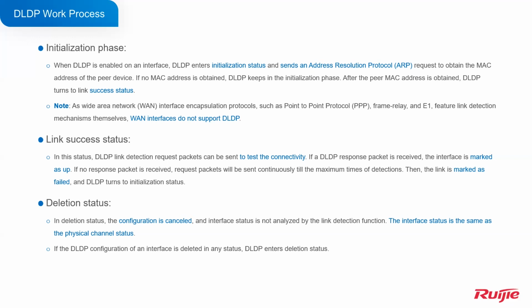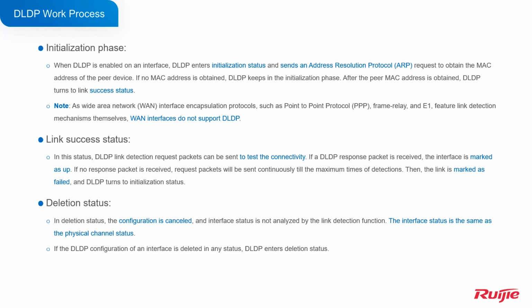Once the status switches to success, in this status, a DLDP link detection request packet can be sent to test connectivity. If a DLDP response packet is received, the interface is marked as up. If no response packet is received, request packets will be sent continuously until the maximum number of detections. Then the link is marked as failed, and DLDP turns to the initialization status.